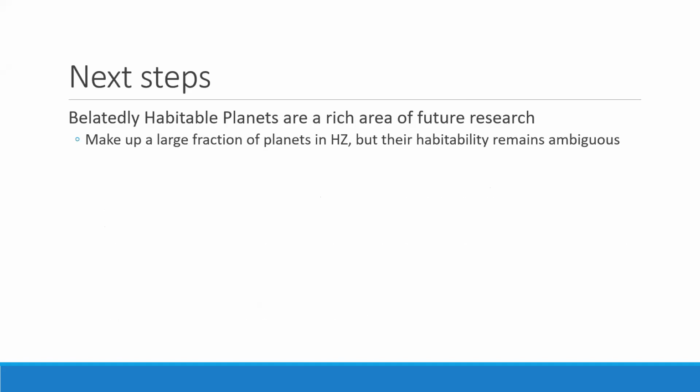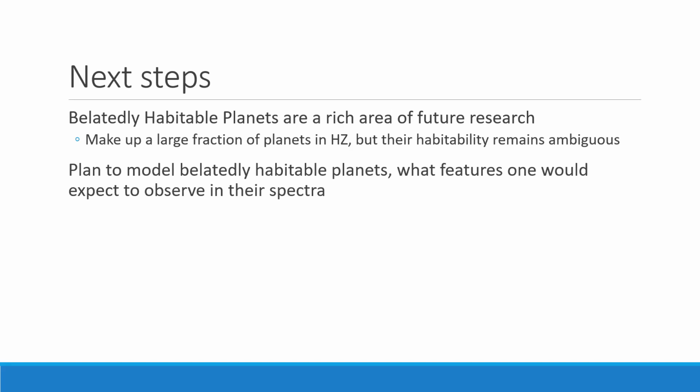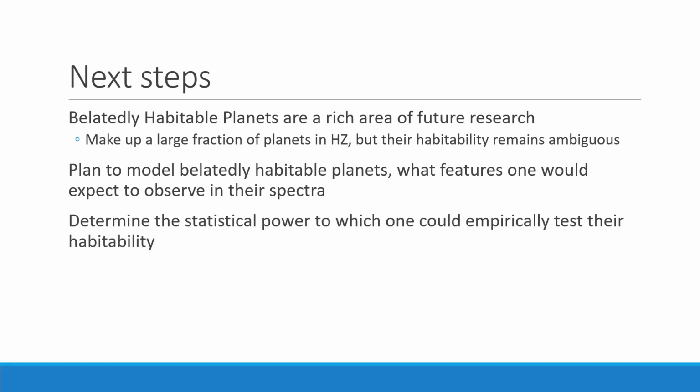So the next steps of our research will be these bladely habitable planets are a rich area for future research, and they make up a large fraction of planets in the habitable zone, but their habitability remains ambiguous. So I plan to model these bladely habitable planets and figure out what features one would expect to observe in their spectra. I also want to determine the statistical power to which one can empirically determine their habitability. This could be via future space-based direct imaging missions that might actually be able to directly image these planets and determine whether or not they host habitable conditions.